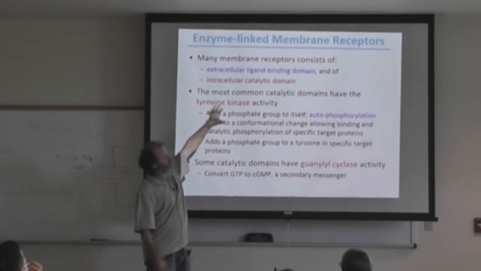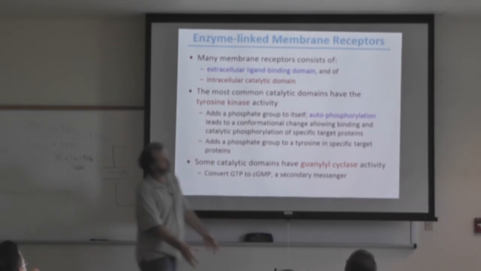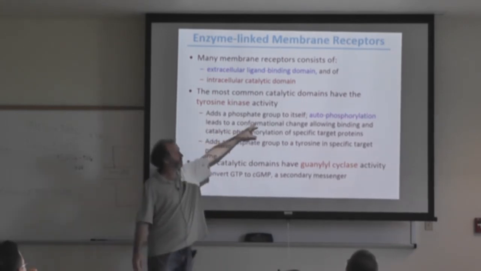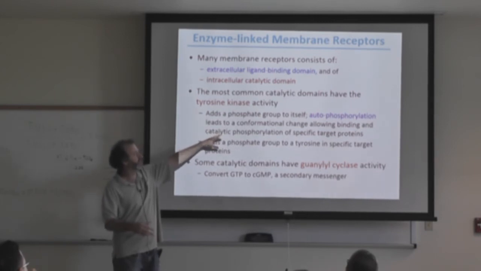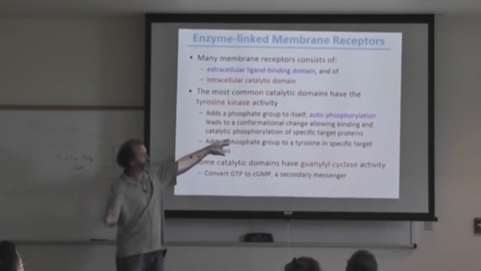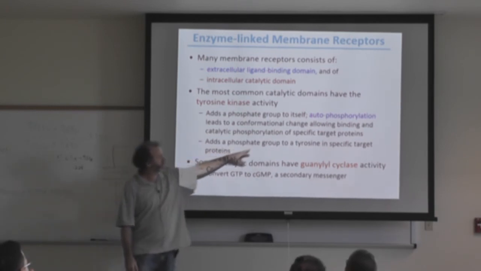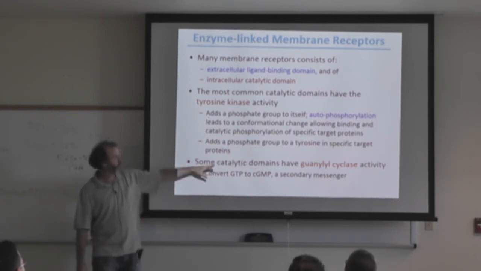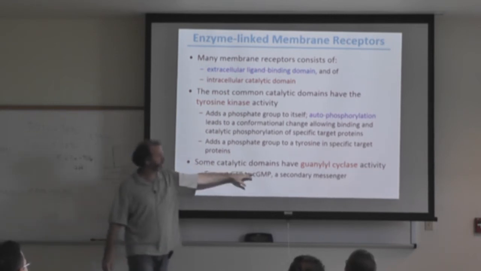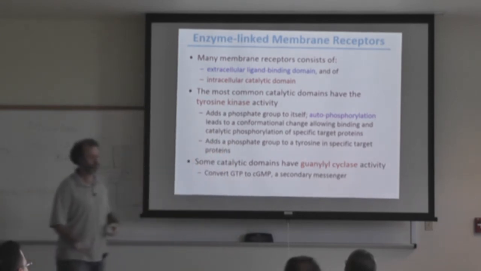The first thing that happens, you get ligand binding, you get autophosphorylation on the enzyme itself, and that adds phosphate groups to itself, which leads to a conformational change, allowing it to bind other proteins, and it'll phosphorylate specific target proteins after that. It adds a phosphate group to tyrosine on specific target proteins when it binds and interacts with those. Some catalytic domains have guanylyl cyclase activity rather than tyrosine kinase activity.